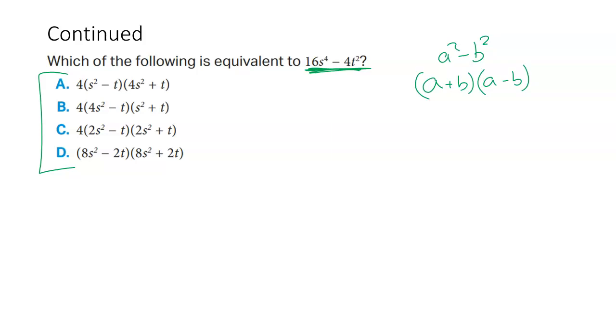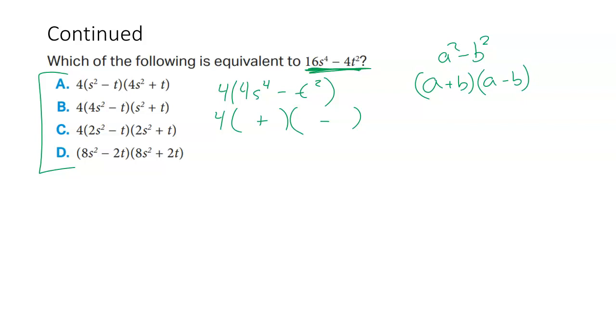Now we also have a greatest common factor. 4. Always factor that out first. It's going to make your life significantly easier if you see a greatest common factor. If I factor out 4 from 16s to the 4th, what do I have left? 4s to the 4th. And then out of 4t squared? T squared. And then we can use our difference of squares to factor what's left.